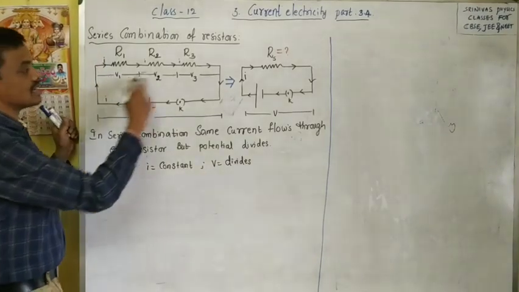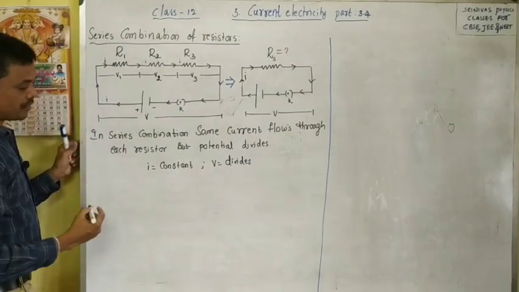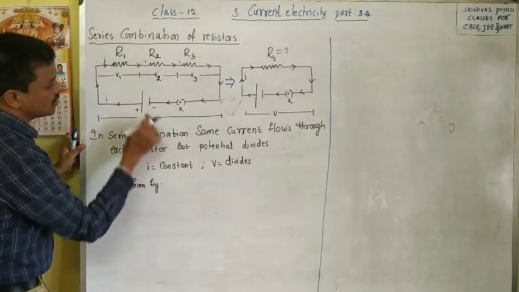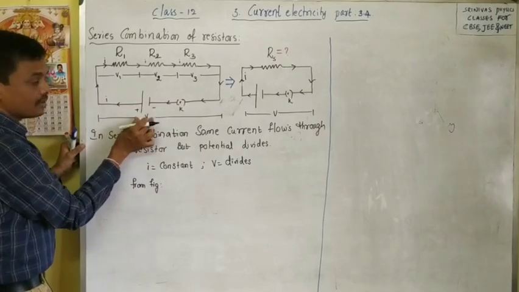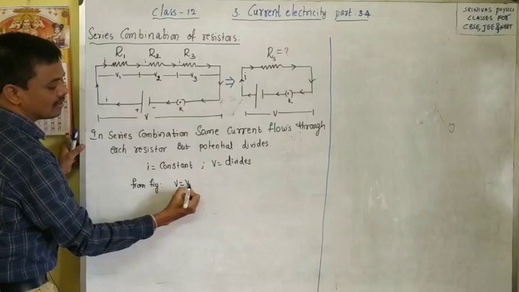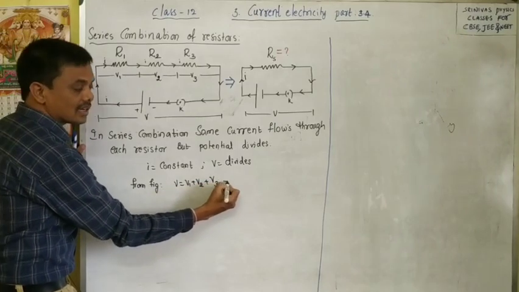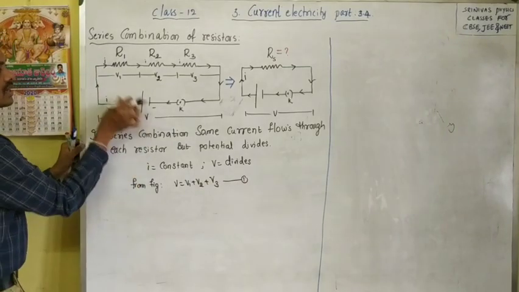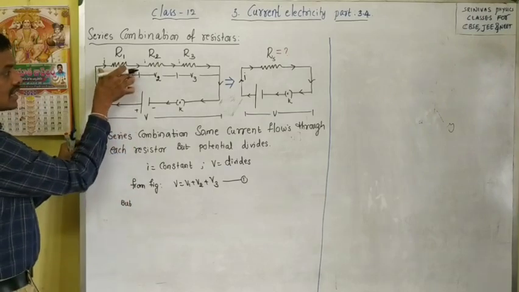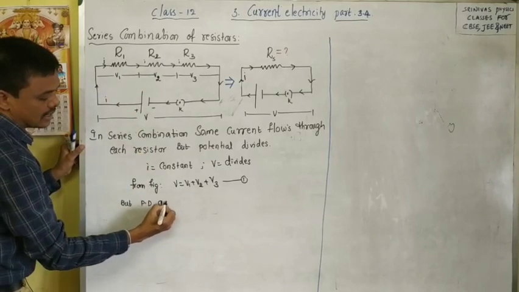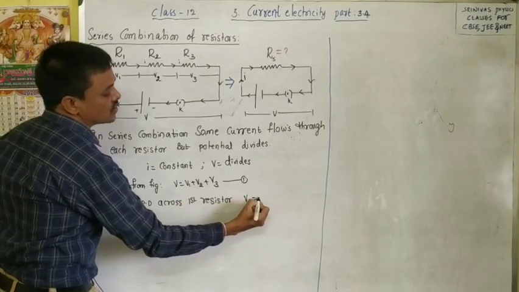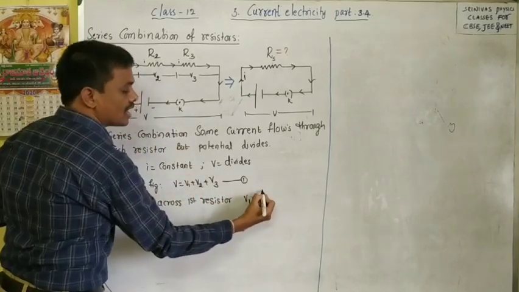How to find out the effective resistance in series combination? Let us see, and it was very simple. First, from the figure, total potential is V, the battery potential is V, that is divided across the 3 resistors as V1, V2, V3. Then from the figure we write V is equal to V1 plus V2 plus V3. Now, what is the potential difference across the first resistor? That is V1. Its formula is current into resistance according to Ohm's law, V1 is equal to IR1.